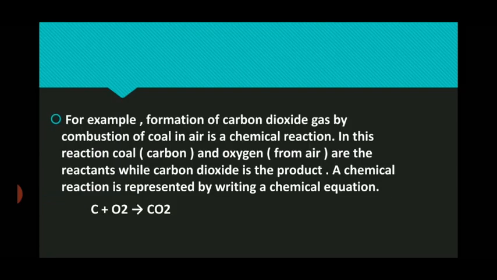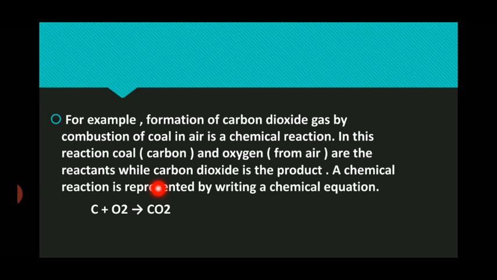Here is one example. Now see here, carbon combined with oxygen. So what will we get? Carbon dioxide. Now this part, carbon plus oxygen, is known as the reactant, and whatever we get here is known as the product. So formation of carbon dioxide gas by combustion of coal in air is a chemical reaction. In this reaction, coal and oxygen are the reactants, while carbon dioxide is the product.